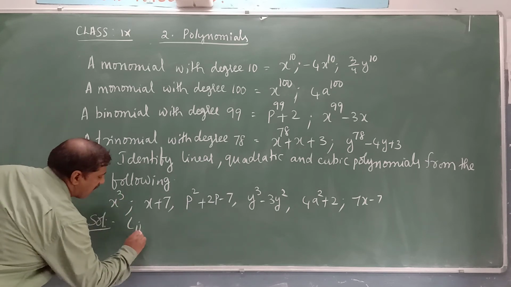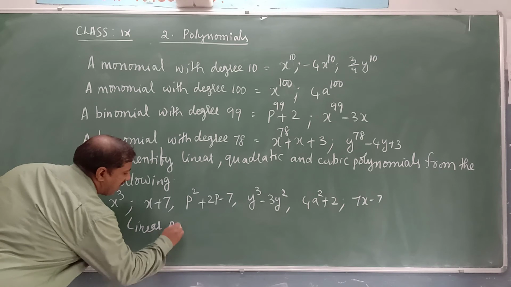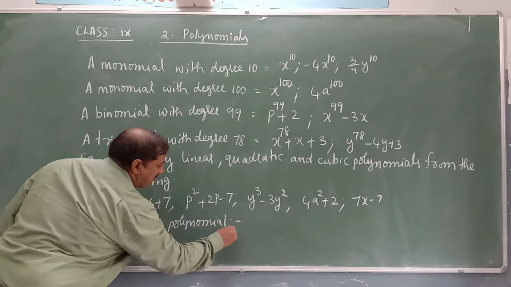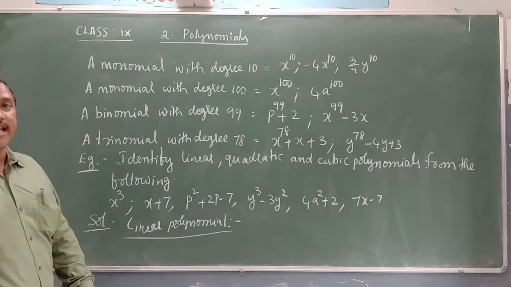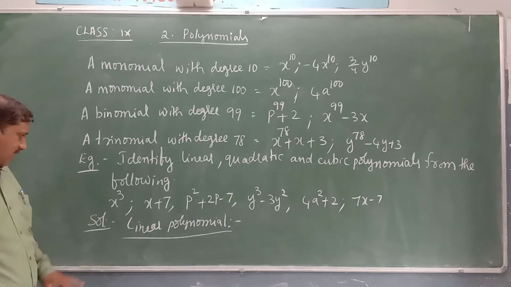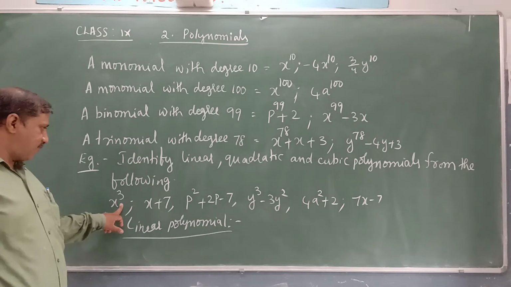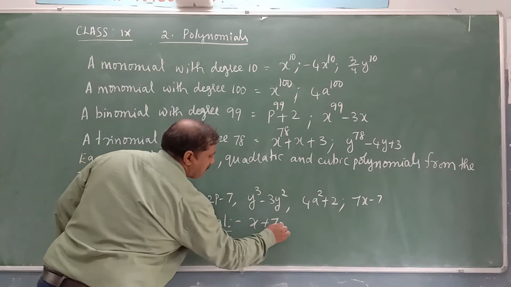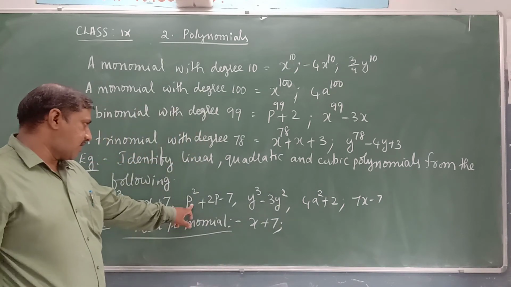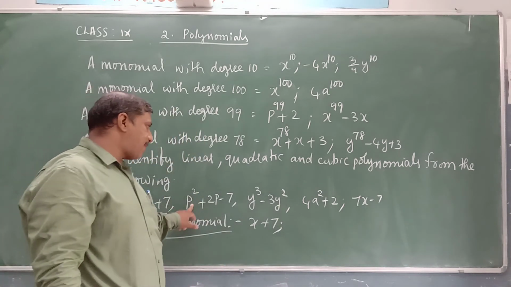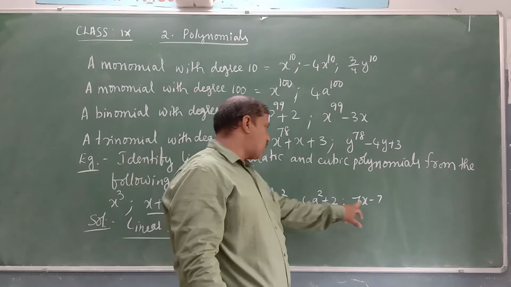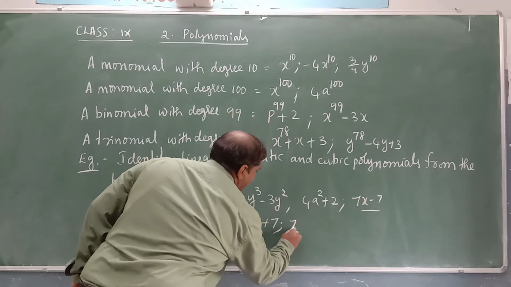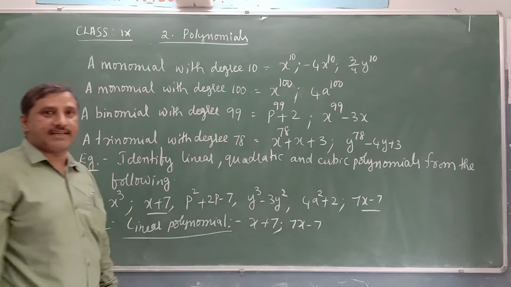Linear polynomial: what are linear polynomials? A polynomial with degree 1 is called a linear polynomial. Identify here: degree 3, degree 1. Yes, x plus 1 is a linear polynomial. Next, square is there, highest power 2, highest power 3, highest power 2, highest power 1. So this is also a linear polynomial, that is 7x minus 7.